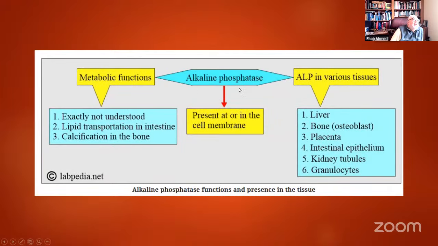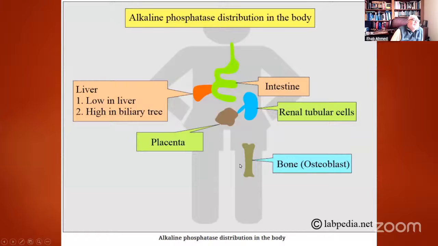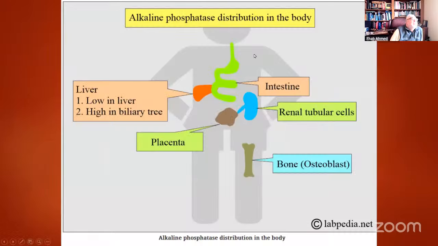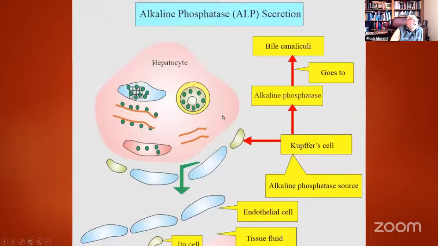What does alkaline phosphatase do and where does it lie? In the liver, bone, placenta, intestine, kidney, granulocytes, but not muscles. It's mainly related to calcification of bone and metabolism of vitamin B6. It requires magnesium, zinc and vitamin C to function for the metabolism. And this is on the cellular level in the liver.